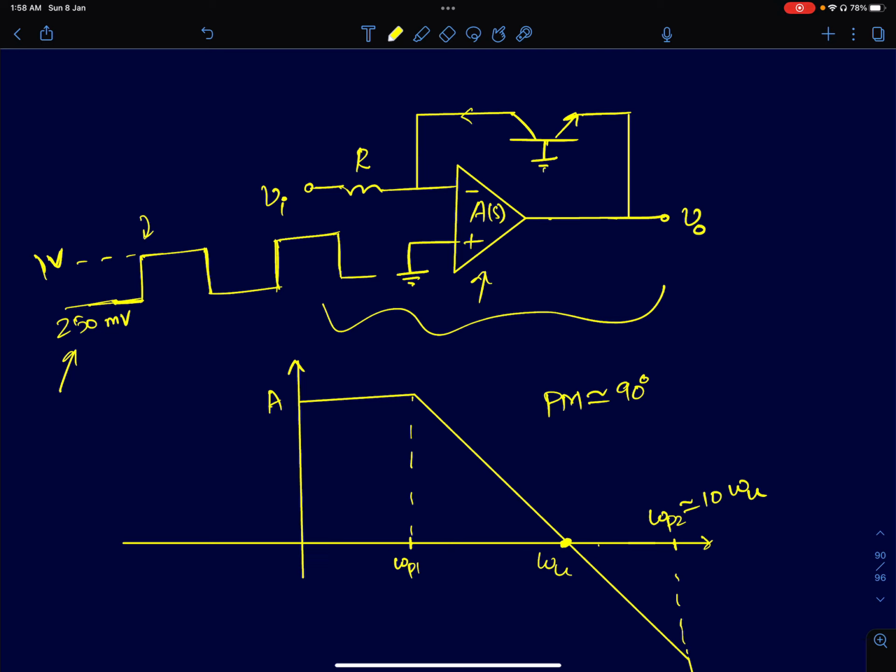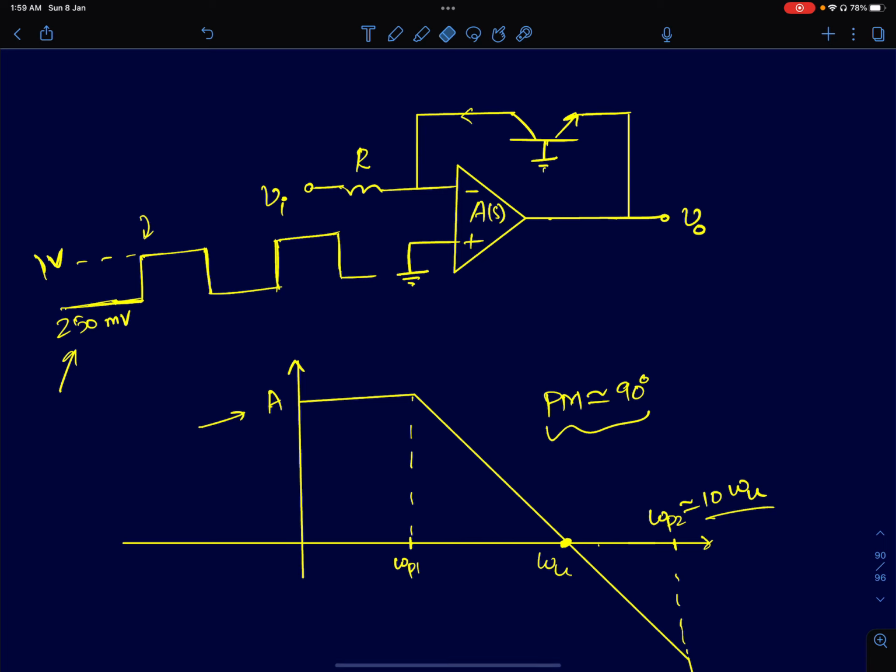The question that was asked to me was: a square wave input, which goes from 250 millivolts to 1 volt, was fed as an input to the circuit. In this circuit, the op amp is not ideal. It has a very high gain, and the second pole is almost a decade away from the UGB. So it's almost like a dominant pole, a single pole system, and the phase margin is close to 90 degrees. The question was, using some linear approximations, approximately what will be the step response of the circuit?